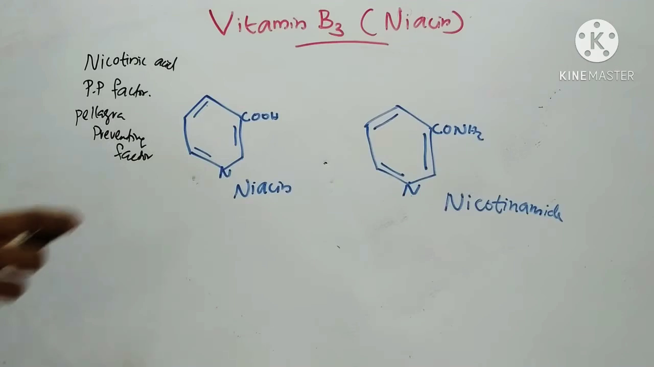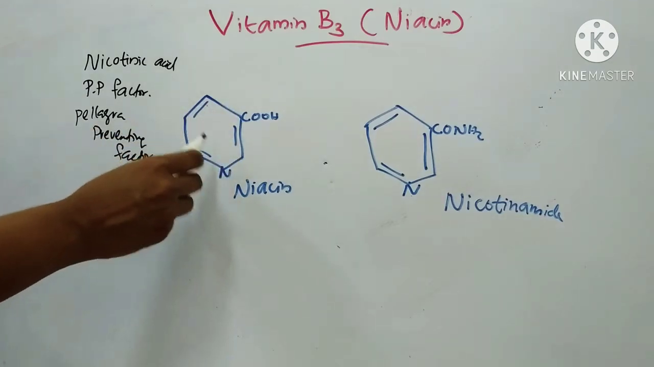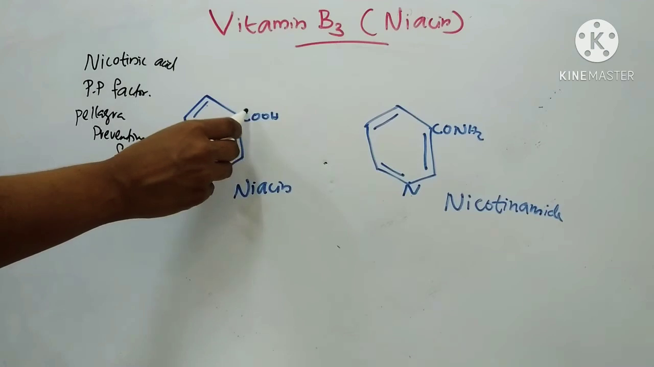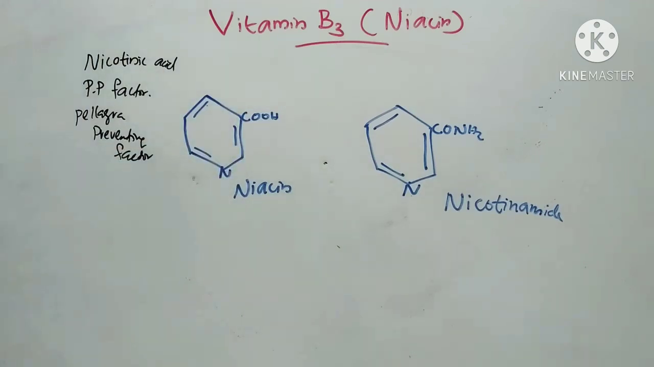This is the structure of niacin. This is otherwise called nicotinic acid. Niacin is chemically pyridine. This is a pyridine ring. Pyridine 3 carboxylic acid. In the third position there is a carboxyl group. Niacin is chemically pyridine 3 carboxylic acid.